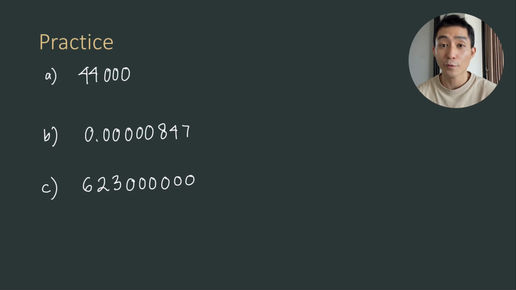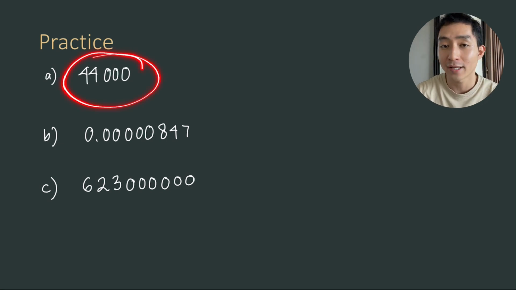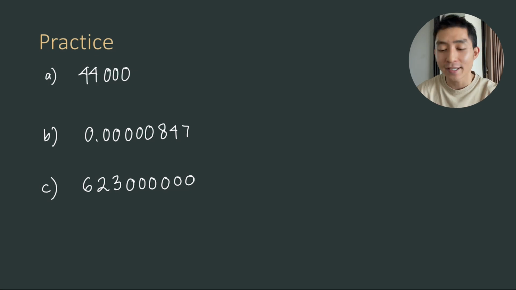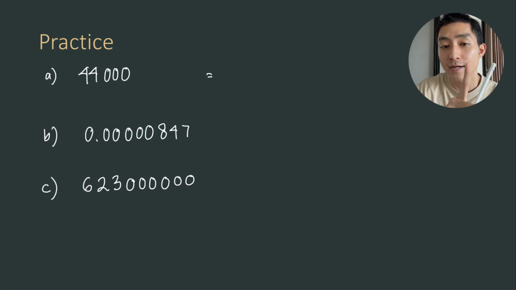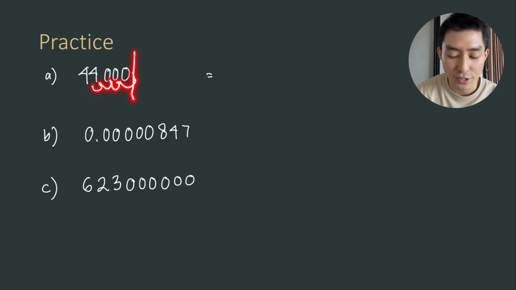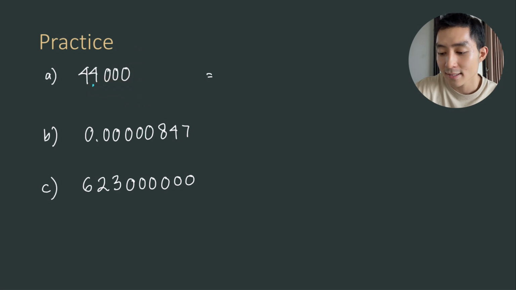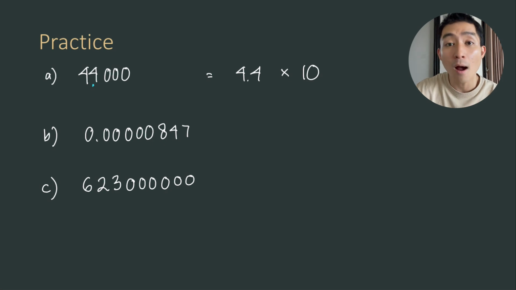Here are some practices for you. You can pause this video, because I am going to discuss them in 3, 2, 1. First, we have 44,000. To convert that into scientific notation, we put a single dot after the first digit between 1 and 10. This is 4, and I will put a dot here. Because there was actually no dot, we need to push the dot back: 1, 2, 3, 4, and that's everything. So our answer will be 4.4 multiplied by 10 power 4.